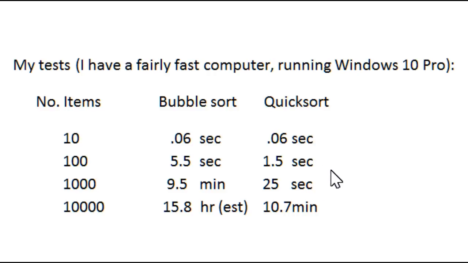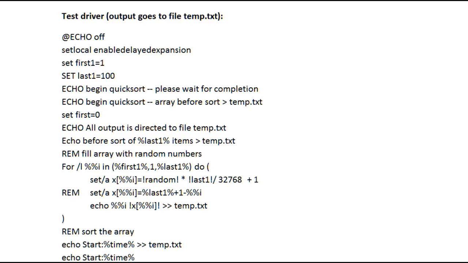It's pretty amazingly fast. If you look at how long it would take to sort 10,000 items, I measured it on the quicksort. It took 10.7 minutes. I calculated on the bubble sort it would have taken 15.8 hours. And yes, those numbers are correct. The quicksort is much harder to program or to modify from my code. We'll do a code walkthrough now.